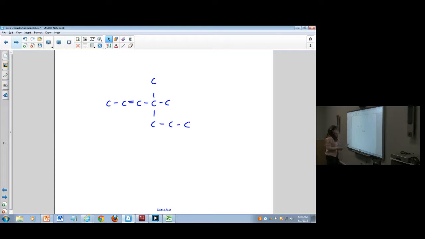All right, let's name this structure. Again, I'll give you like a minute or a minute and a half to think about this for a second.